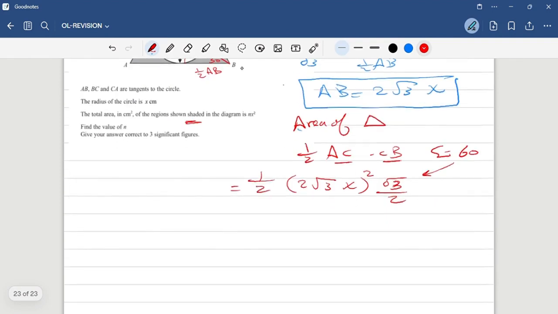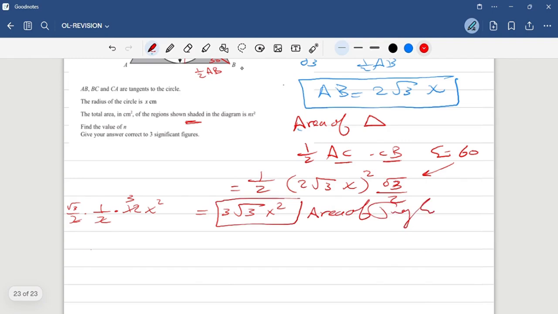Now I need to simplify it more. It will be half, this will be 4, this will be 3, so it will be half multiplied by 12x power of 2 multiplied by root 3 over 2, right? So this is 2, 4 with this, it will be 3, so it equals 3 root 3 x power of 2, and this is the area of the triangle.